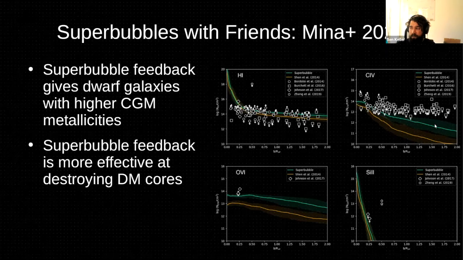So you can see here in green for carbon 4 or oxygen 6, we have a much higher column density of these observable metal lines than in simulations run with blastwave feedback. Closer, and not in perfect agreement, but in better agreement with the observational constraints.